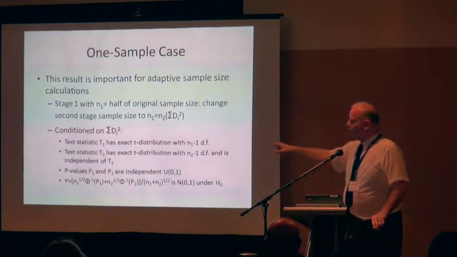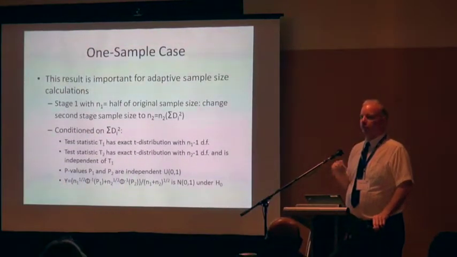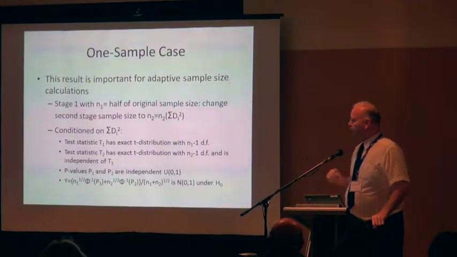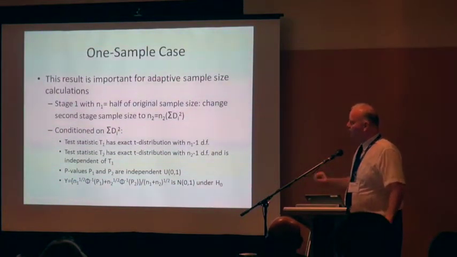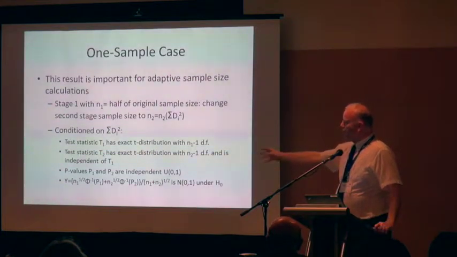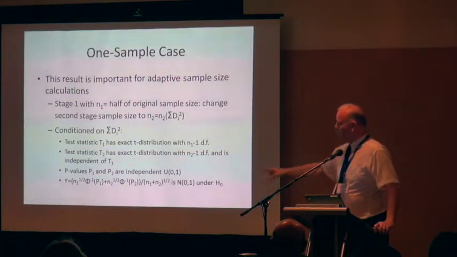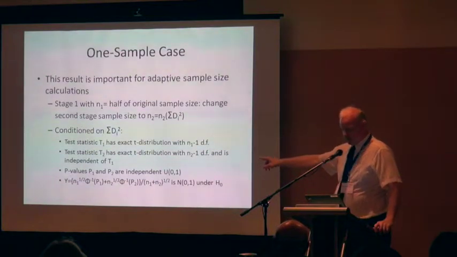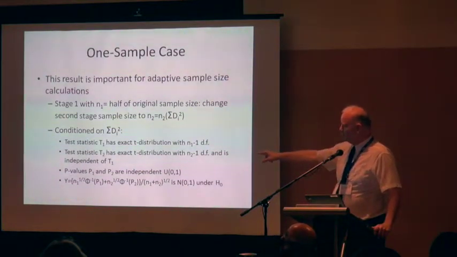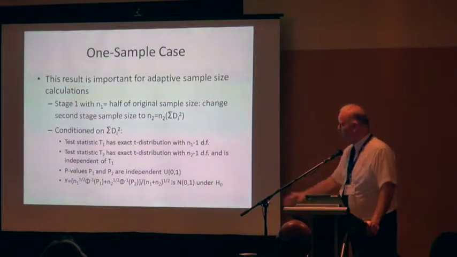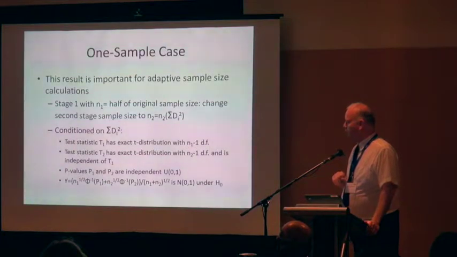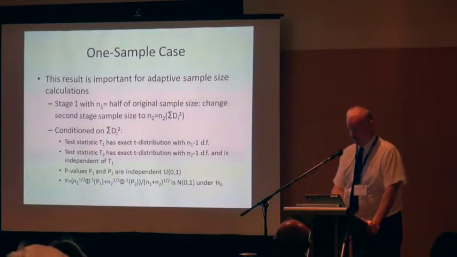And so therefore, if we look at the p-values from using those T distributions, those will be independent uniforms under the null hypothesis. And so we can combine those by using the inverse normal method of combining p-values. So we take square root of n1 times phi inverse of the first stage p-value plus square root of n2 times phi inverse of the second stage p-value, divided by root n1 plus n2, and that will have an exact normal distribution given the sum of the di squareds under the null hypothesis.